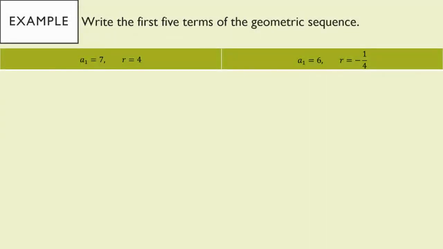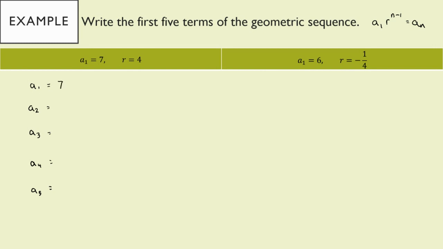So we're going to write the first 5 terms of a geometric sequence. And so we're going to be using the geometric sequence form, a1 times r to the n minus 1 equals a_n. So a1, a2, a3, a4, a5. So of course we're starting counting at 1, not at 0. So the first 5 terms goes up to a5.